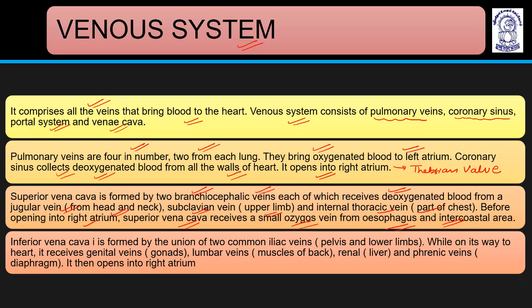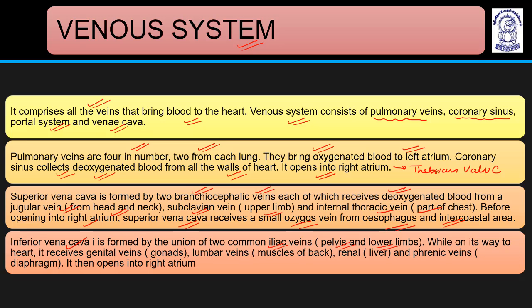So superior vena cava is formed by two brachiocephalic veins, which receive deoxygenated blood from jugular vein from head and neck, subclavian vein from upper limb, and internal thoracic vein, which is the part of the chest. Before opening into the right atrium, superior vena cava receives a small azygos vein from esophagus and intercostal area. Inferior vena cava is formed by the union of two small iliac veins, which supply from pelvis and lower limbs.